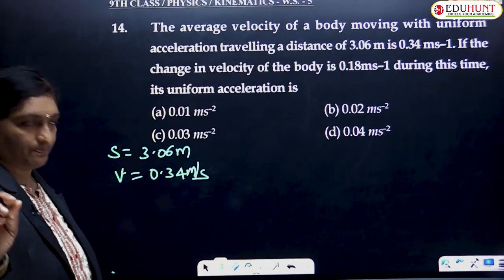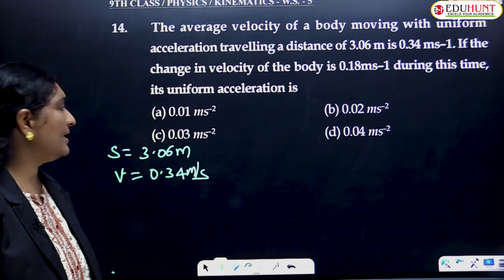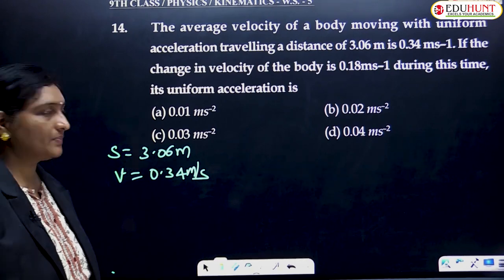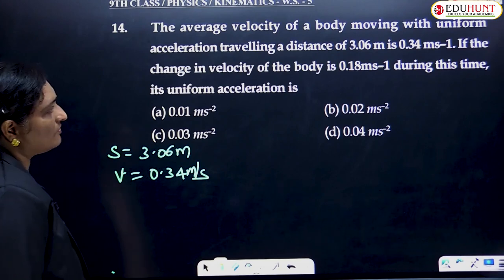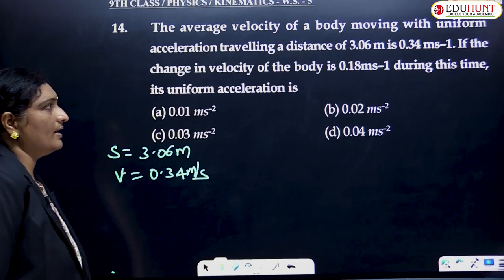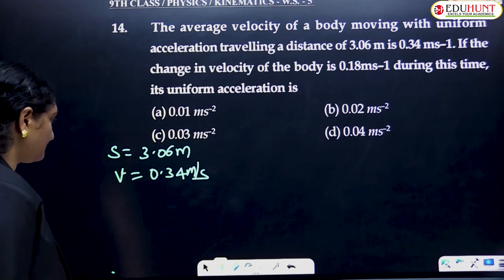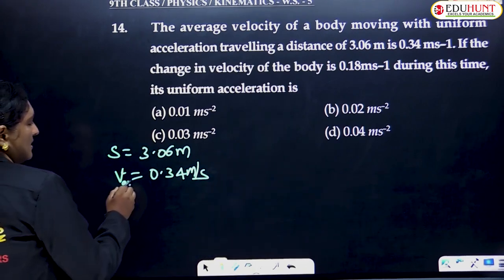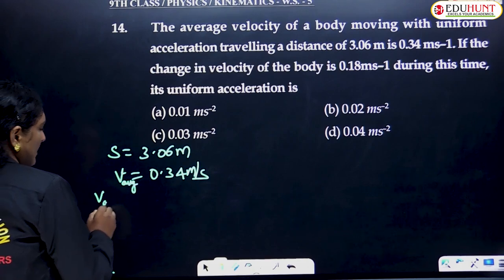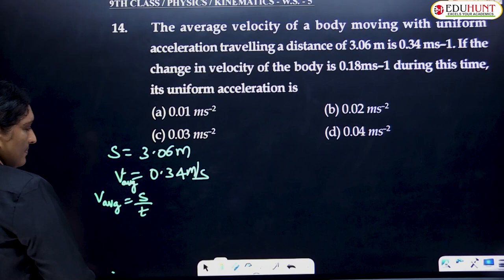Children, whenever average velocity is given, the general formula you should use is speed equals distance by time, or velocity equals displacement by time. The change in velocity of the body is given as 0.18 during this time. Its uniform acceleration is? Because here it was given as average velocity, we have to use the formula average velocity equals distance by time.